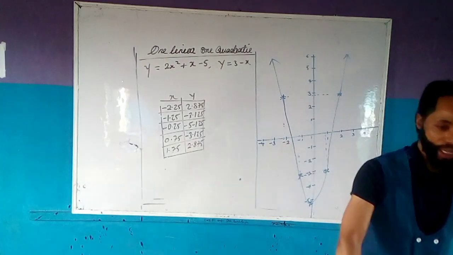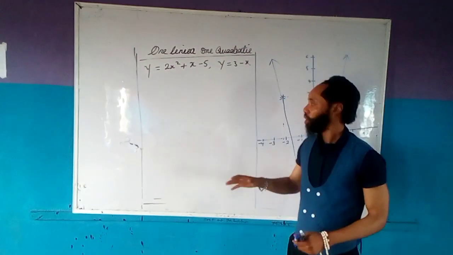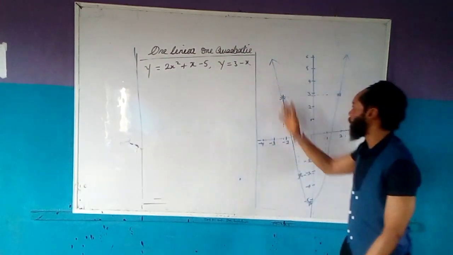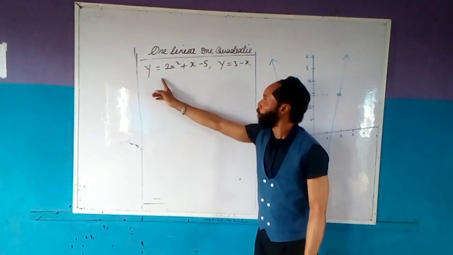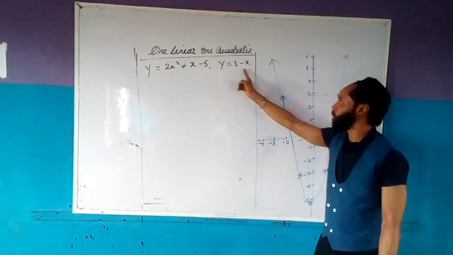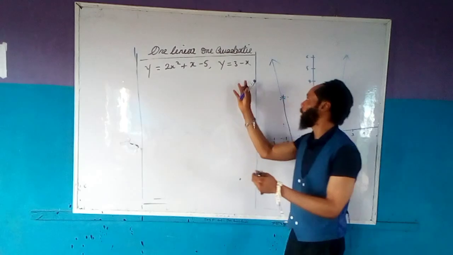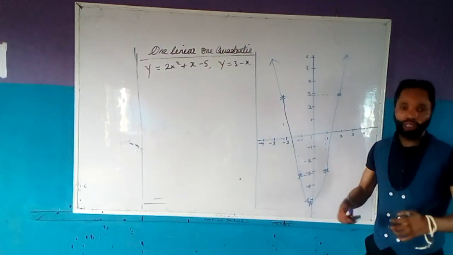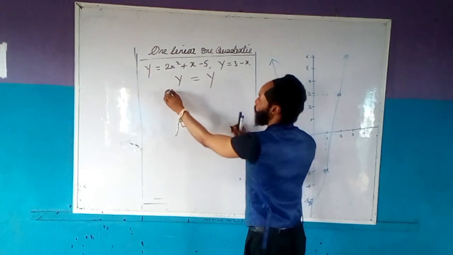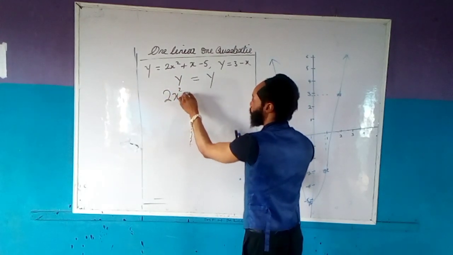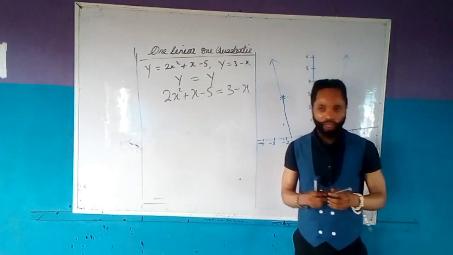So the next step now, we have our quadratic graph. We want to look for the point of intersection. We've only done this quadratic. We have not attended to this one. What they want us to look for, the point of intersection, is where these two lines meet. And where they meet, if you want to illustrate that with your mathematics, it's going to be if y equals y. Therefore, 2x squared plus x minus 5 equals what? 3 minus x. Have you seen it?